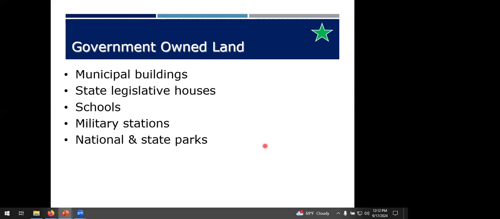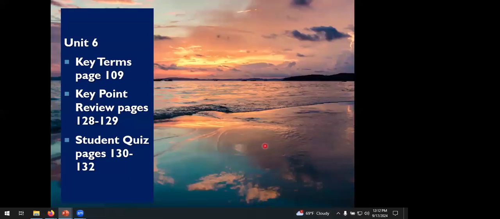And that gets us through Unit 6. Key terms on page 109, there's a really good chance you were just exposed to a lot of new terms in this unit, a lot of new words. So I highly recommend you spend time with the key terms. Key point review, that checklist, Cliff's Notes, whatever you want to call it, on page 128. And then your student quiz on page 130 for our zoning. Questions, anything from Unit 6?